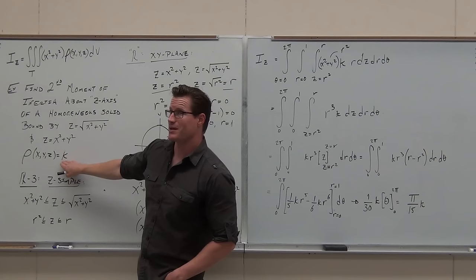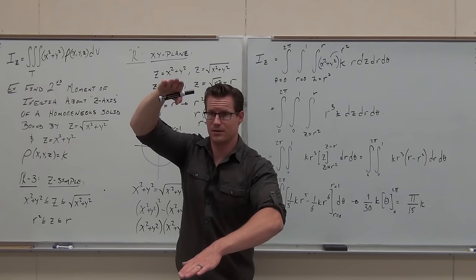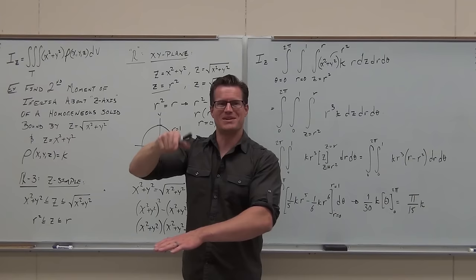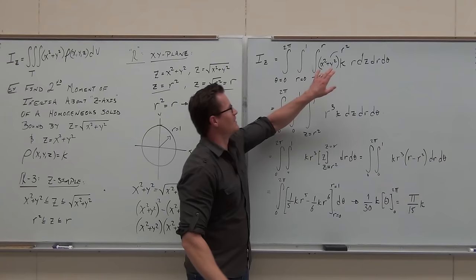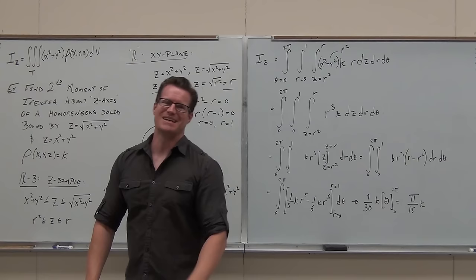Distance from the xy plane. Z. If it said distance from the xy plane, it would be z. Does that make sense? And then you'd have just a kz right there. It'd get a little crazy, and then some different integration. But that's the idea. Did it make sense to you?